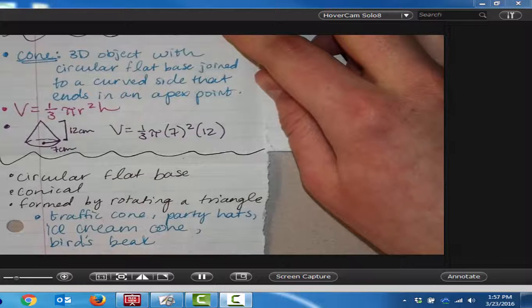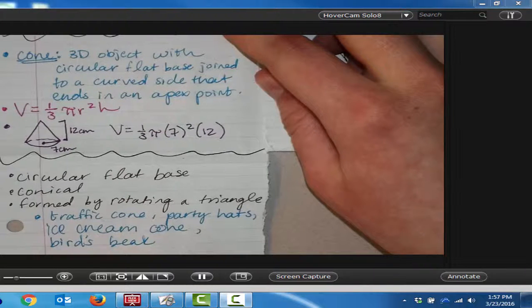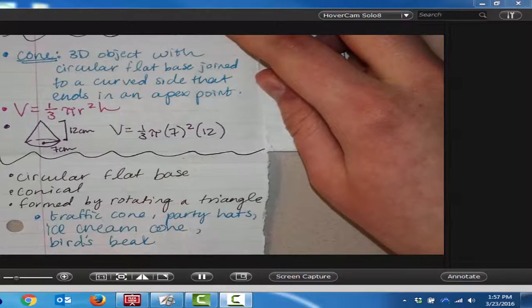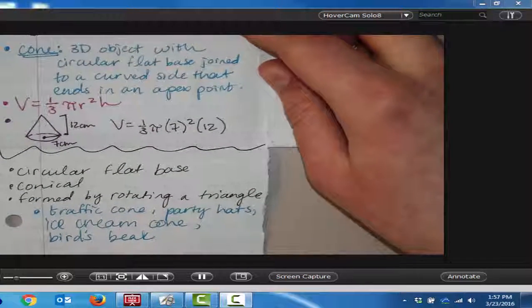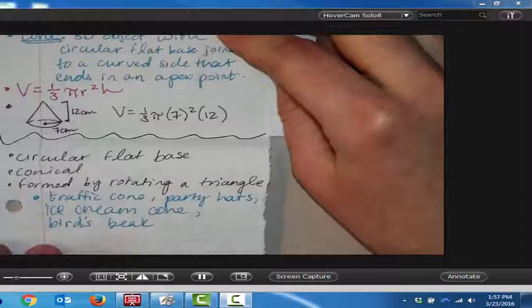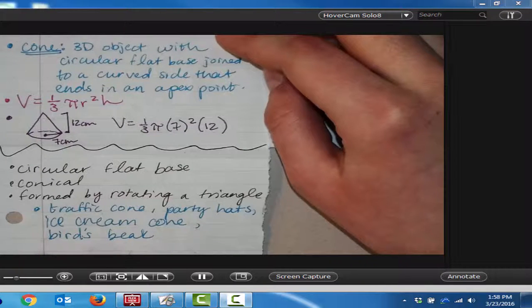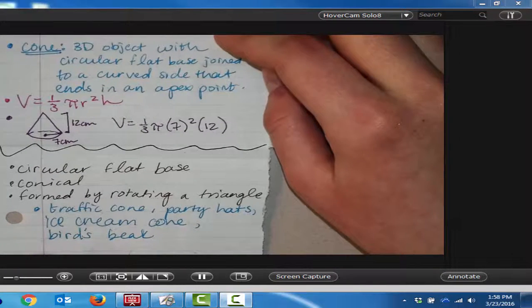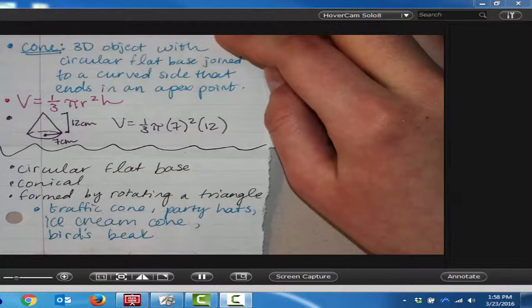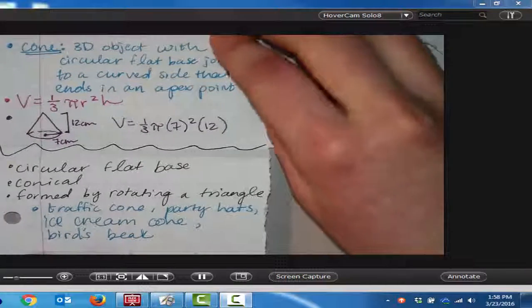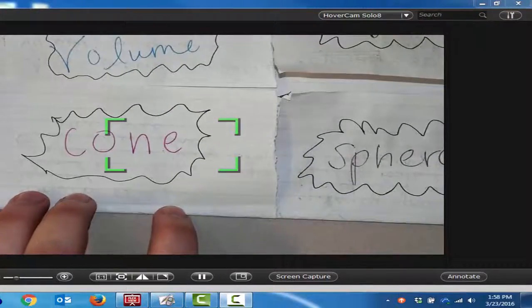I gave you guys another example of this cone. The height is 12 centimeters, the radius is 7 centimeters, so I have volume equals 1/3 times pi times 7 squared times 12. I didn't really work that out because I ran out of paper room, to be honest. Now, some characteristics of the cone is it has a circular flat base, it's conical, it's formed by rotating a triangle around, and some real life examples are traffic cones, birthday party hats, ice cream cones, and a bird's beak on some of the birds. And that does it for the cone.